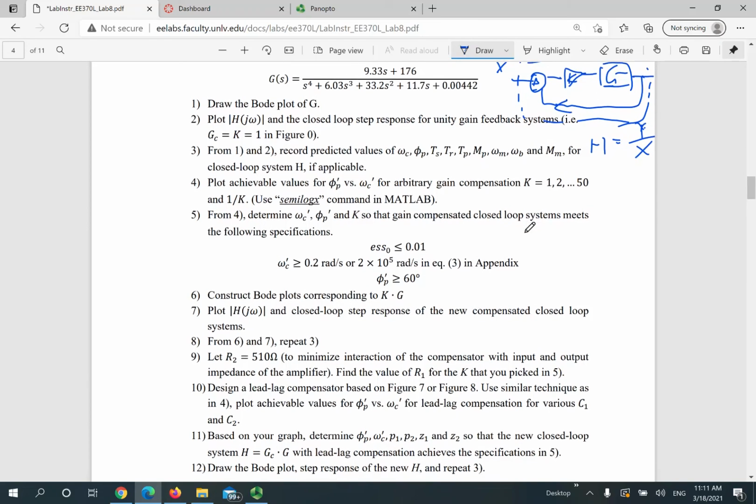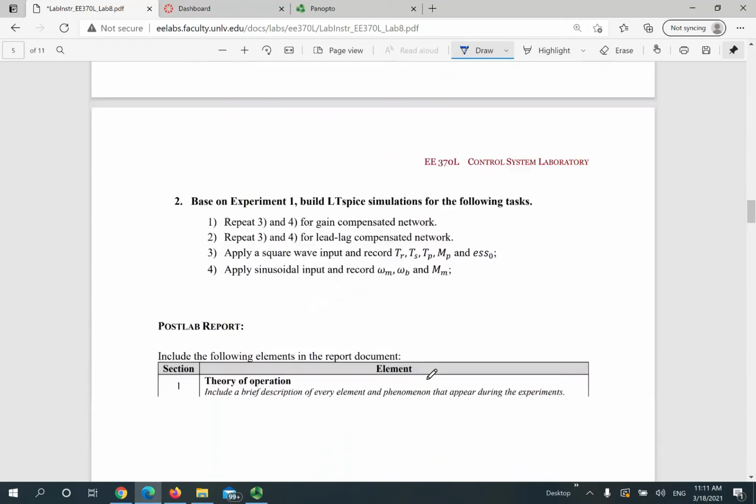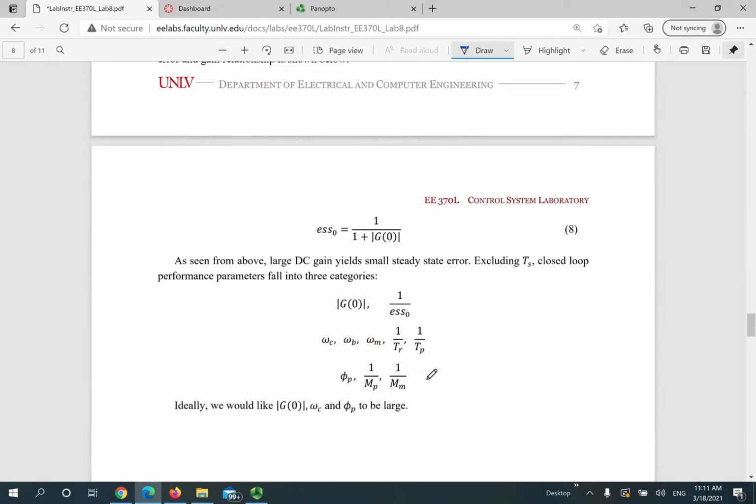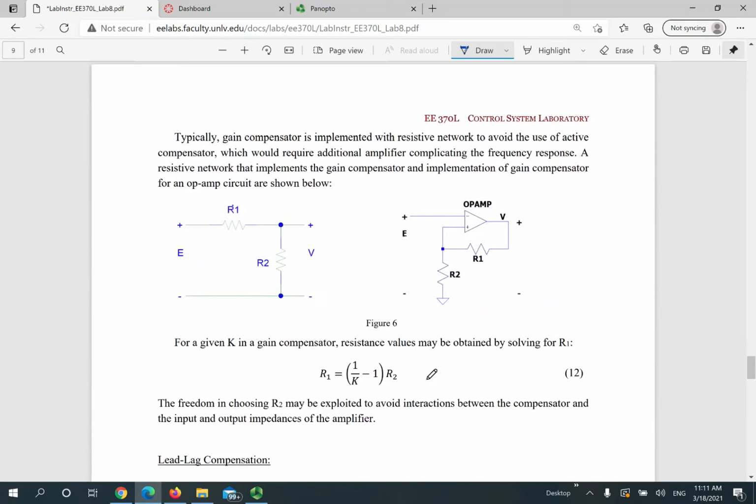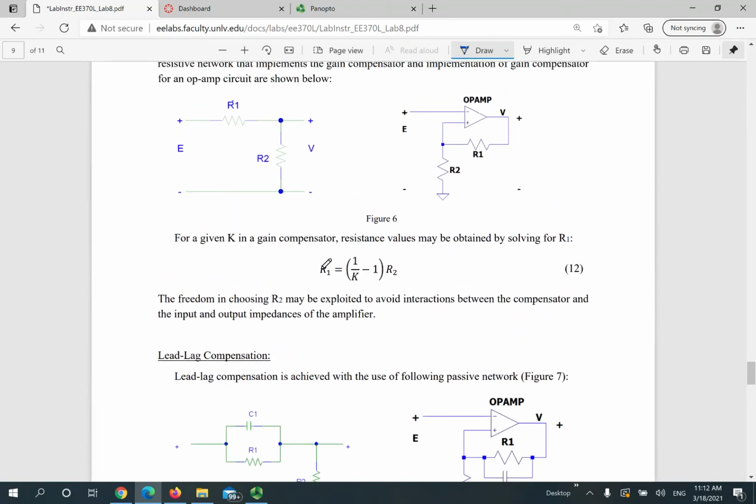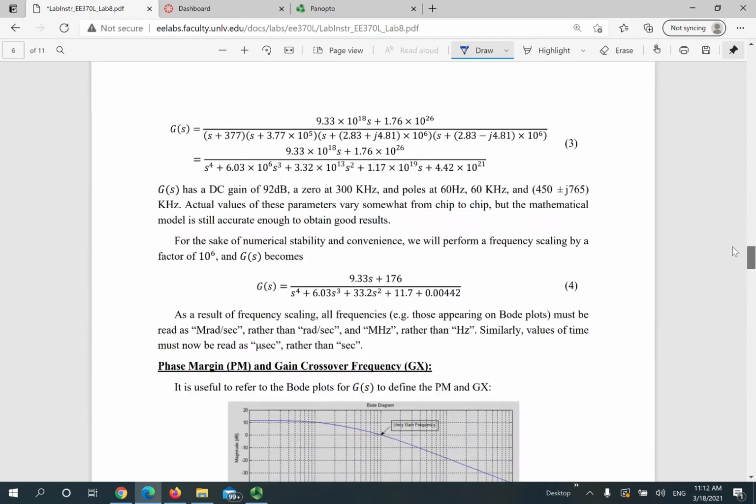And then this is simply just for the gain compensator. And then we look for the lead-lag compensator. Say R2 equals 510 ohms. And then according to this K, we need to find this R1, okay, in the equation in the appendix. So you can use this equation to find R1. That's for the gain compensator.